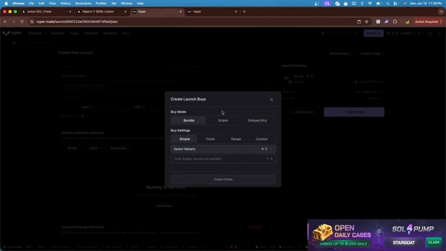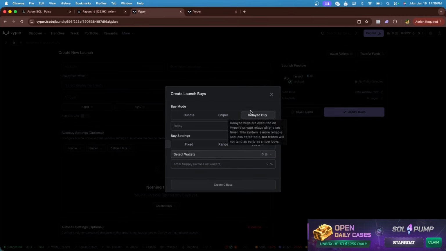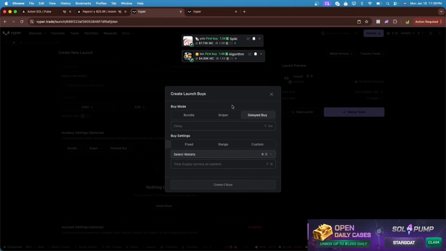So you could have all the separate wallets, right? You could select multiple wallets, and you could have like 10 wallets buy all the supply. And then you could sell all 10 at the same time. But what they do is they do delayed buys, so it looks way more legit, and you could choose the amount of MS.